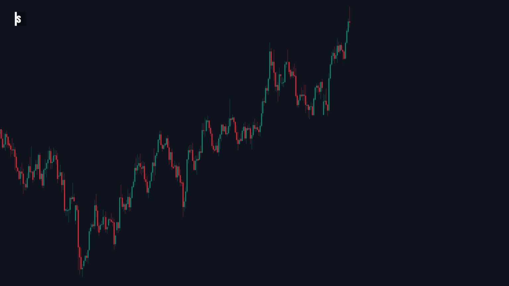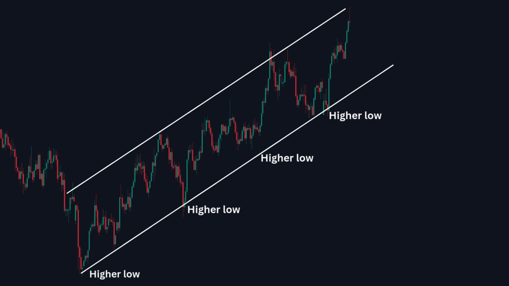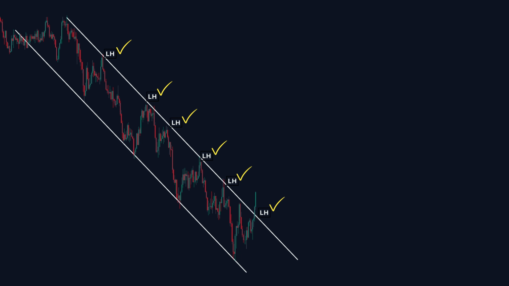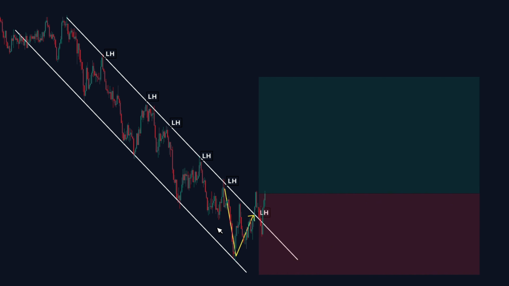Trend lines. Now, let's simplify things with trend lines. Trend lines are diagonal lines drawn on a chart to show market direction. In an uptrend, connect the higher lows. In a downtrend, connect the lower highs. When price pulls back and touches a trend line, especially with other confluence, that point can be a solid entry. Trend lines make trends easier to spot and trade with confidence.